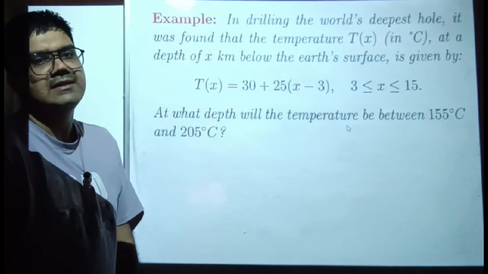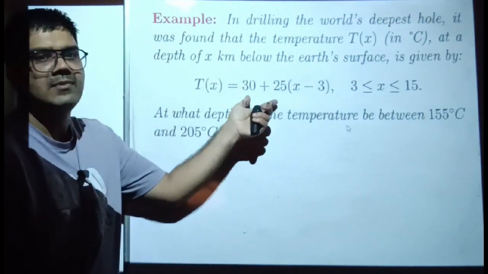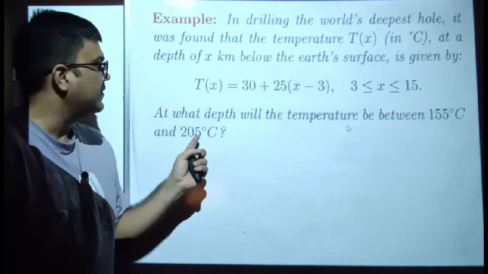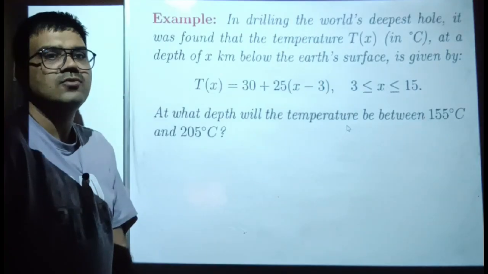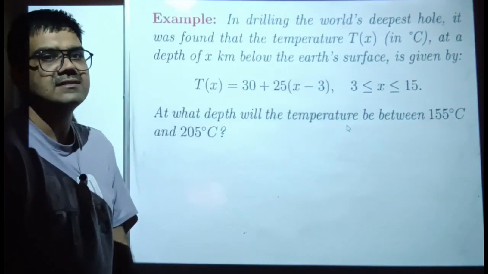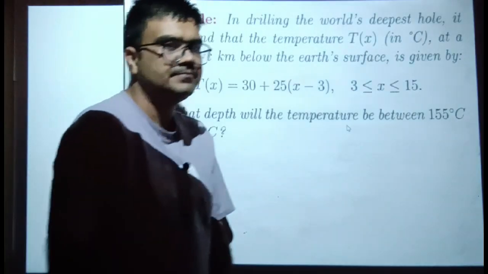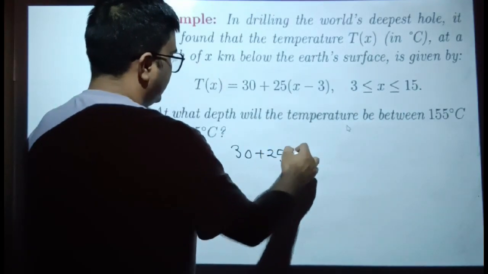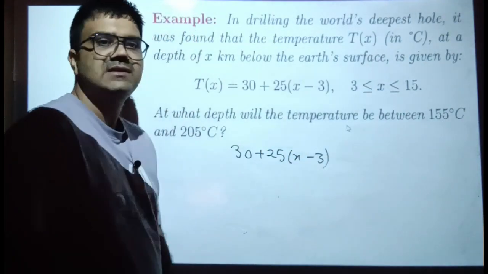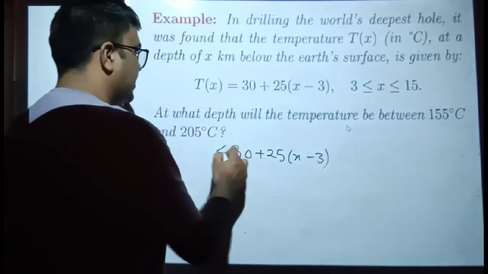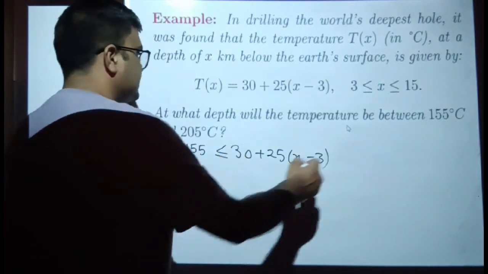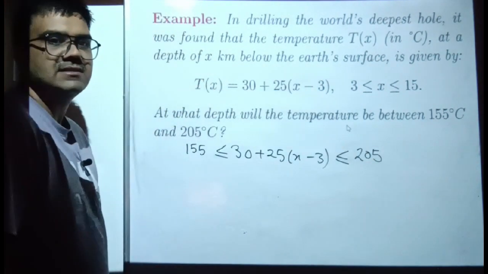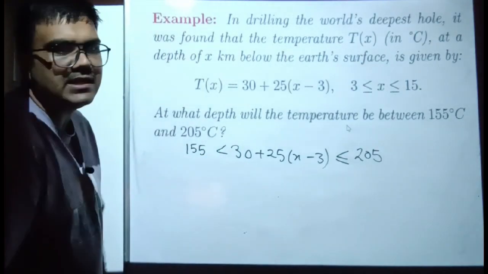We want this temperature to be between 155 degrees Celsius and 205 degrees Celsius. So the temperature we have, 30 + 25(x - 3), should be between 155 and 205 degrees Celsius. It is between, so we use strict inequalities.